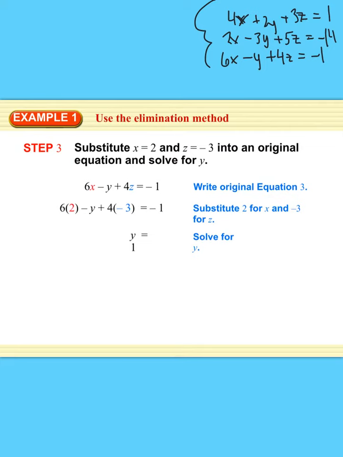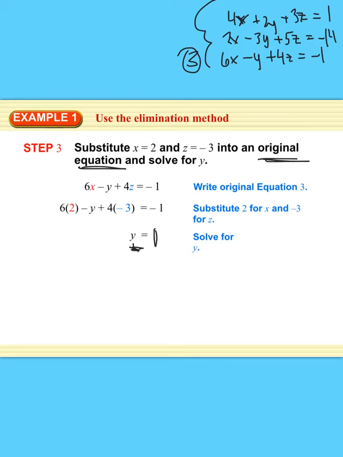So now that I have an x value and a z value, I want to plug those into one of the original equations. And I wrote those at the top. So I plug it in for, let's say, the third equation. So I'll have 6x minus y plus 4z equals negative 1. Substituting those values in, I get y equals 1.